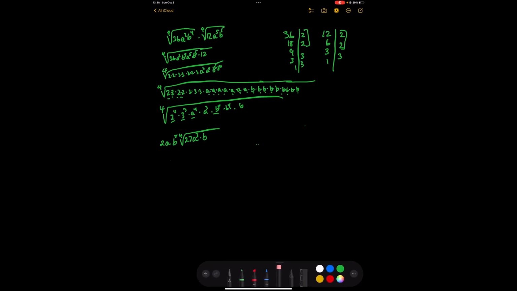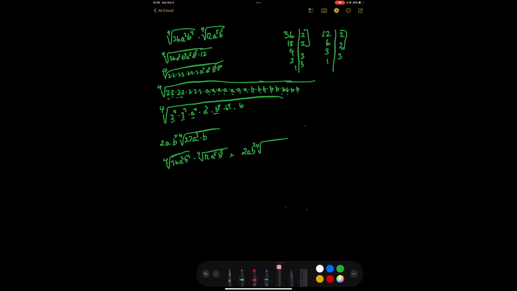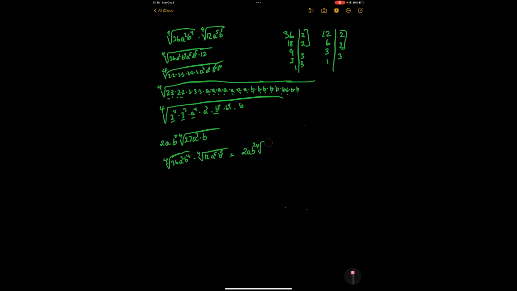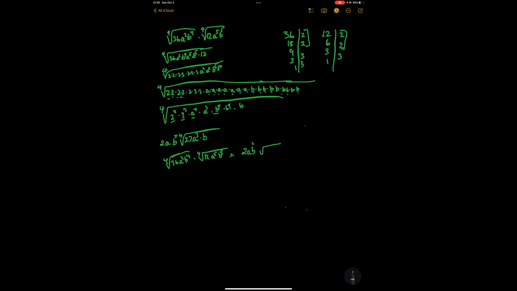Therefore, the fourth root of 36 a squared b to the fourth times the fourth root of 12 a to the fifth b to the fifth is equal to 2ab squared times the fourth root of 27 a cubed b. And that is your answer.